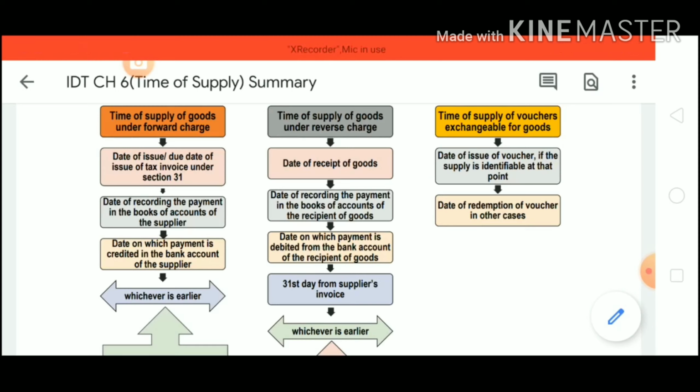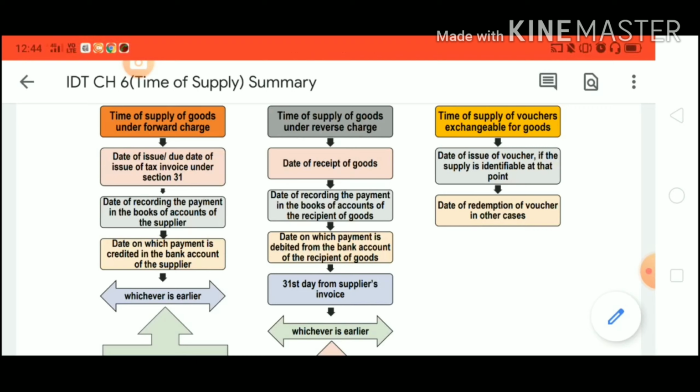So in this case, you have to take the date of issue of invoice if the invoice is issued before the due date, like before removal of goods, or in the other case before delivery of goods. And if the invoice is issued after the due date as mentioned in section 31, then you have to take the due date. So either of the two dates you have to take.